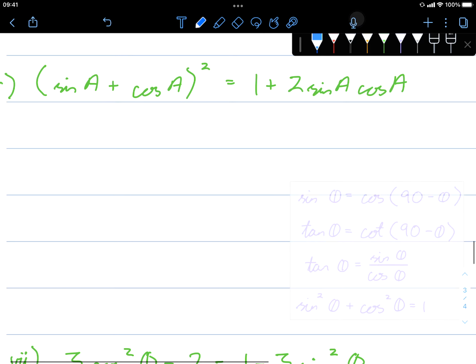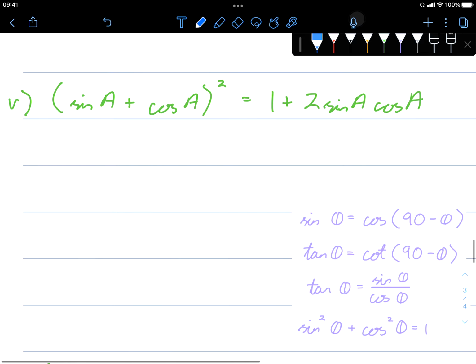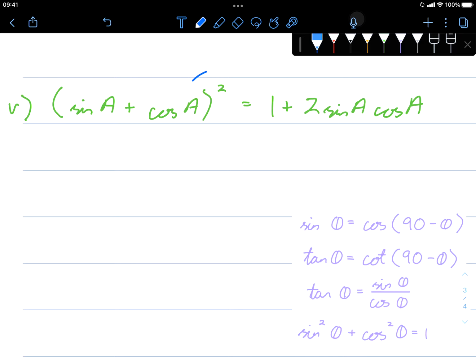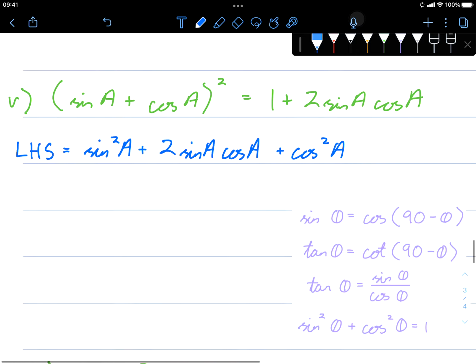So in this particular example, we'd like to work on this left hand side to make it look like the right hand side here. So first we're going to expand the left hand side. For this we square the first, leave some space, we square the last, and we take the product of the two, so sine A cos A, and then we double it.